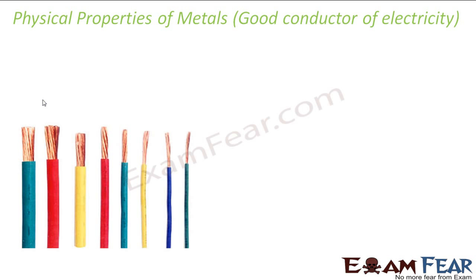Good conductor of electricity. If you see most of the wires, the wires which we use at home, they are all made of copper. Most of them, right? Because copper is a good conductor of electricity. Similarly, metals are generally good conductors of electricity. So most of the metals are good conductors. Most other metals are good conductors of electricity.